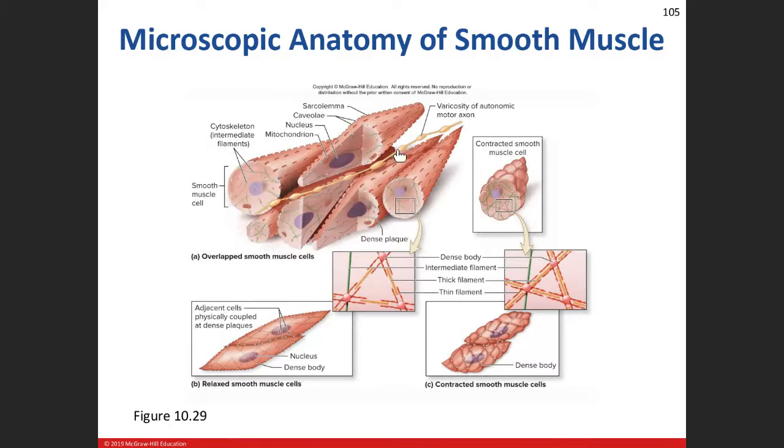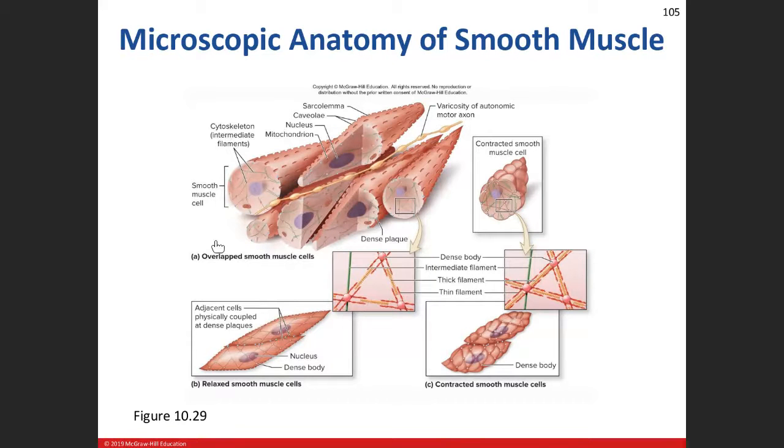If you look here, this is one whole smooth muscle cell. On the sarcolemma here, you've got these little invaginations, and that's the caveoli. We won't really see our sarcoplasmic reticulum like we saw before. On the inside here, you're going to see these structures.